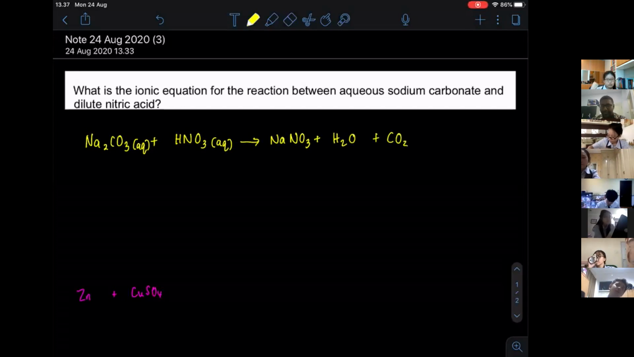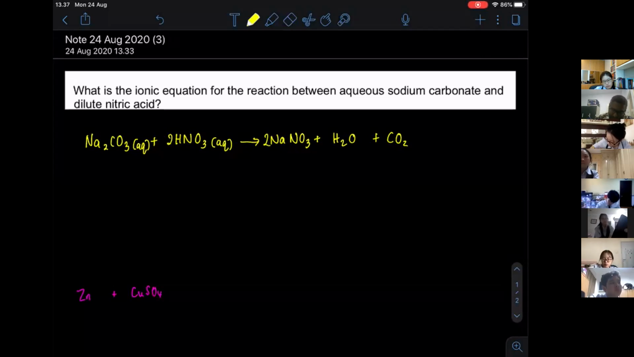So the next thing that you need to do is to balance the equation. So how do I balance the equation? You see there's 2 Na, so I put 2 there. NO3, so I need to put 2 there. Hydrogen, there's 2. Oxygen, total 3. I have total 3 over there. And then nitrate is all balanced. So this one I can actually say that it's already balanced.